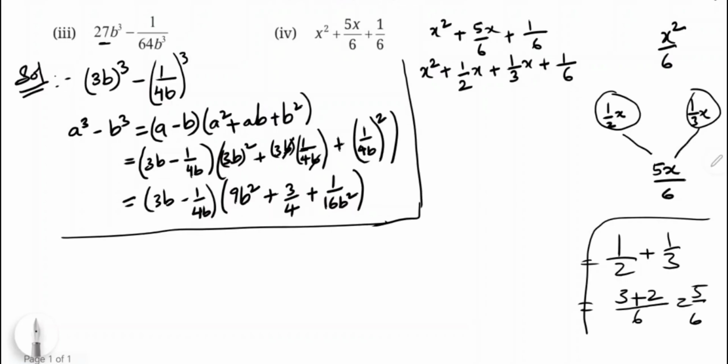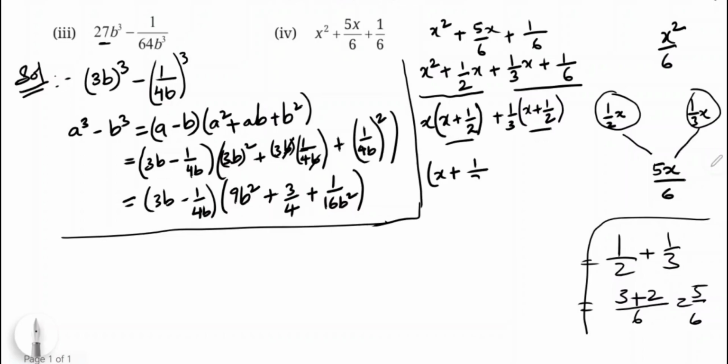Now from the first two terms we can take out x common, and from the last two we can take out 1 by 3 common. If we take out x common we will get x into (x plus 1 by 2), and 1 by 3 common, (x plus 1 by 2). So (x plus 1 by 2) is common. We will get (x plus 1 by 2) into what is left, (x plus 1 by 3). So these are the required factors of the sixth bit.